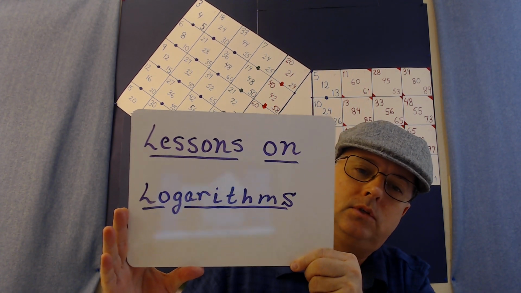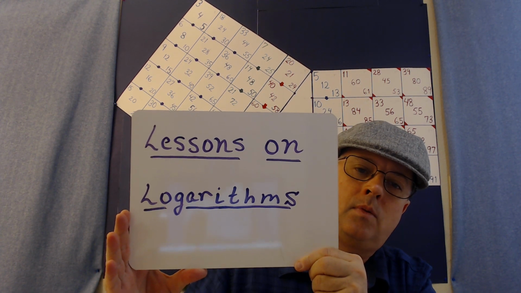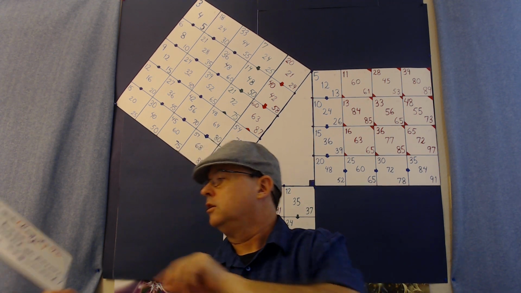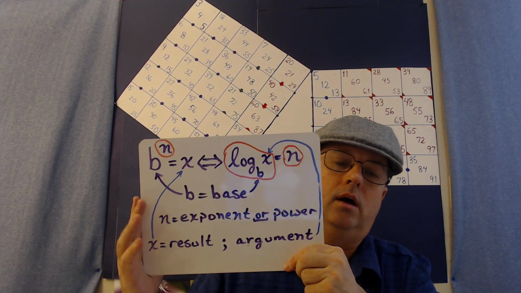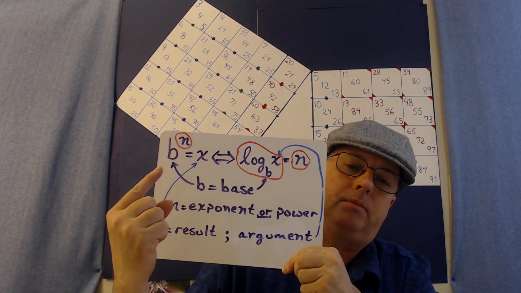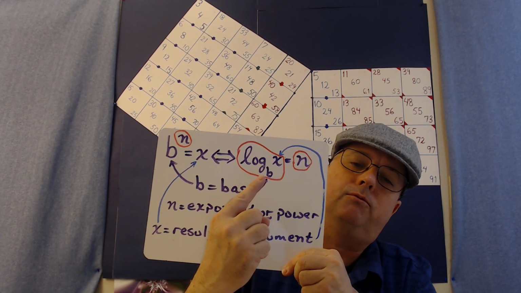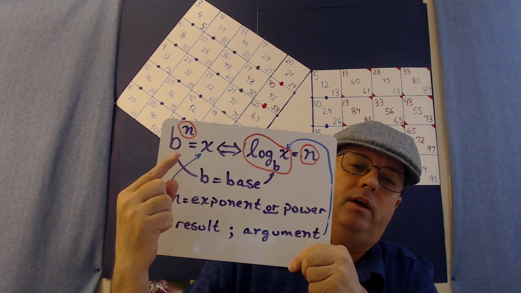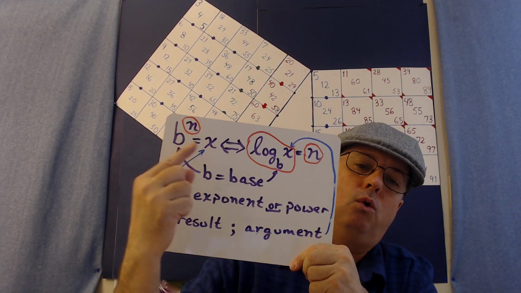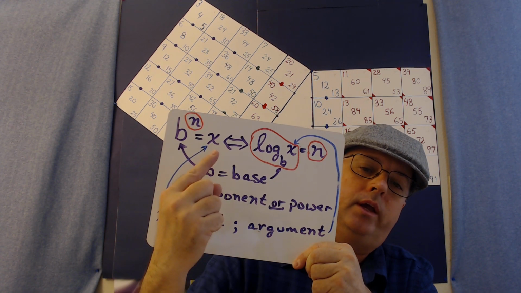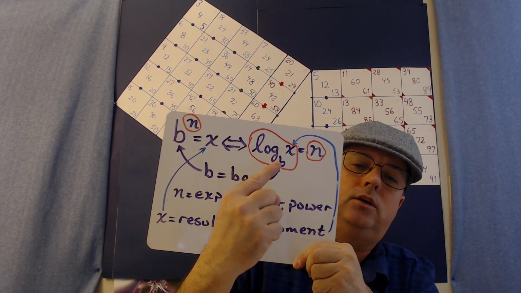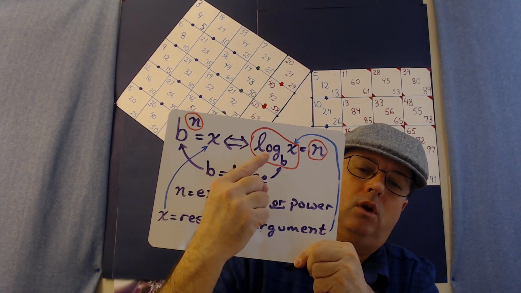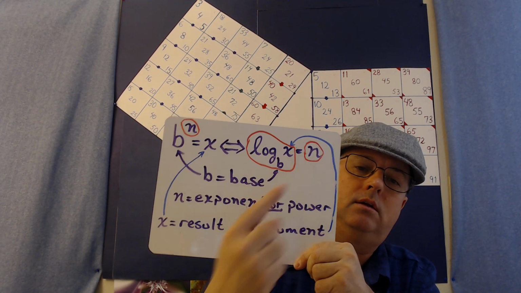And in this series of videos, we are doing some lessons on logarithms. And so we've been talking about this overall concept: where do logarithms come from? Well, the idea is that if we have a base raised to a power, or a base raised to an exponent, and we get a result, we can turn that into a logarithmic expression where the log base b of x equals n.